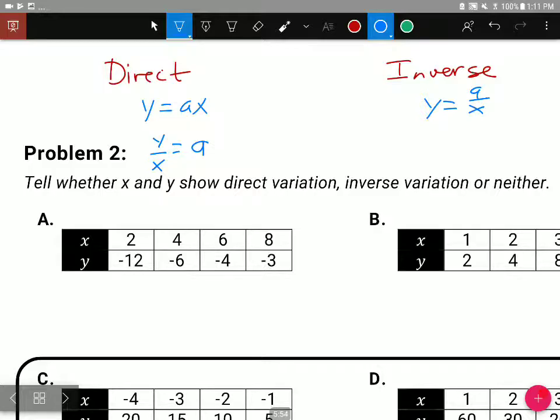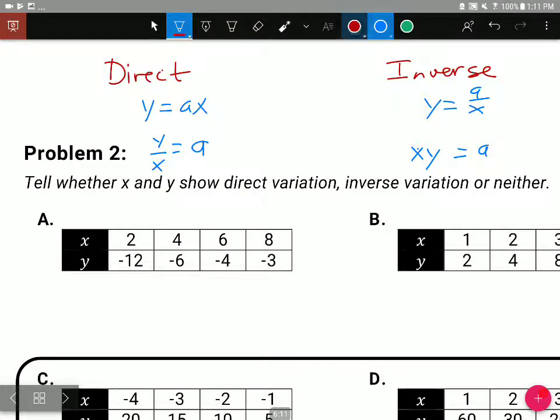Okay? Inverse, same idea. If I want to get a by itself, which again that's an a, we're going to multiply by x. So if I take x and y and I multiply them by each other, and I get the same thing over and over and over, it must be an inverse relationship. Okay? So here we go.